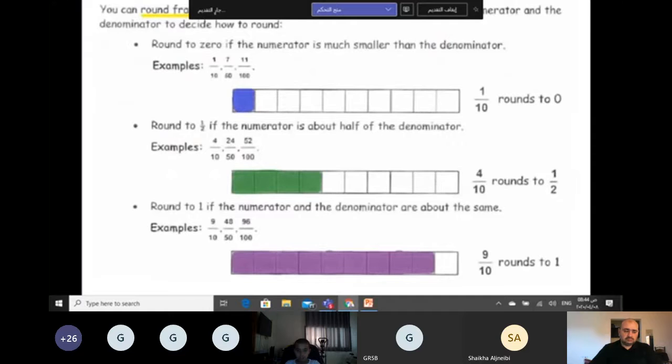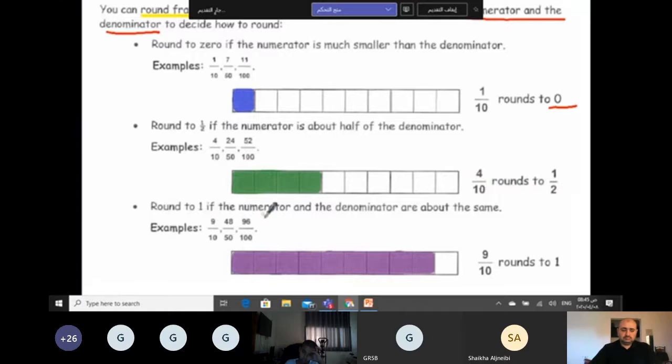You can also round fractions to the nearest half unit, to 0, half, or 1. What you need to do is compare the numerator and the denominator. Round to 0 if the numerator is much smaller than the denominator, like 1 out of 10, 7 out of 50, 11 out of 100, would round to 0. Round to 1/2 if the numerator is about half of the denominator, 4 out of 10, 24 out of 50, or 52 out of 100. So in this example, 4 out of 10, 4/10 would round to a half.